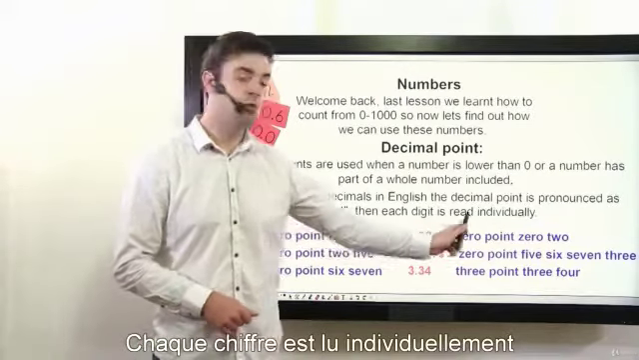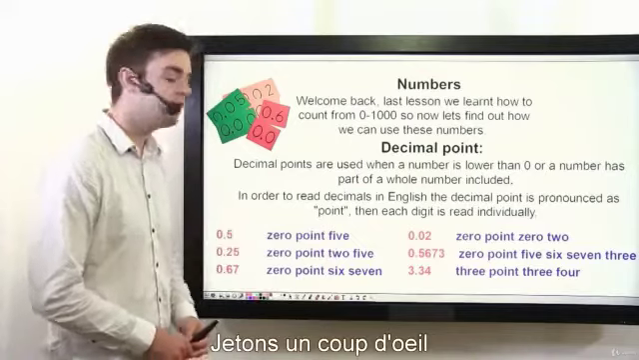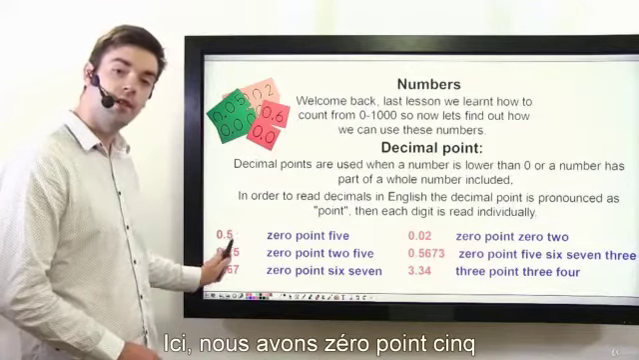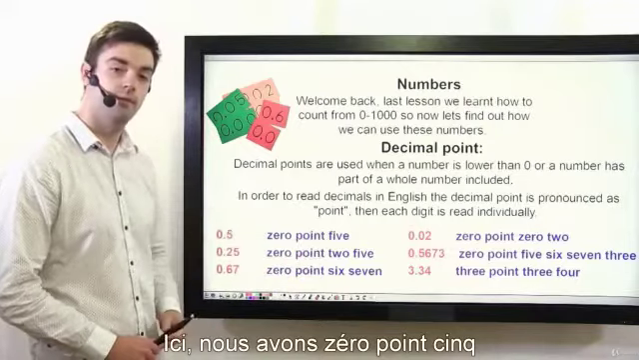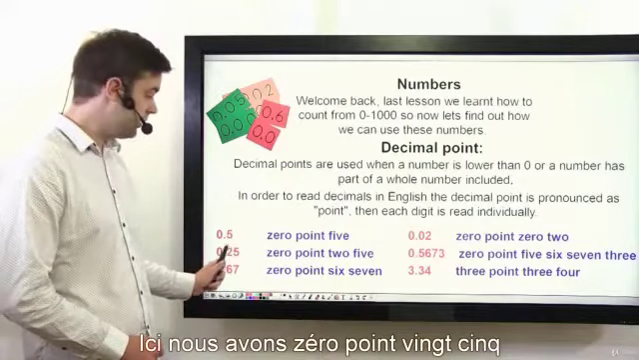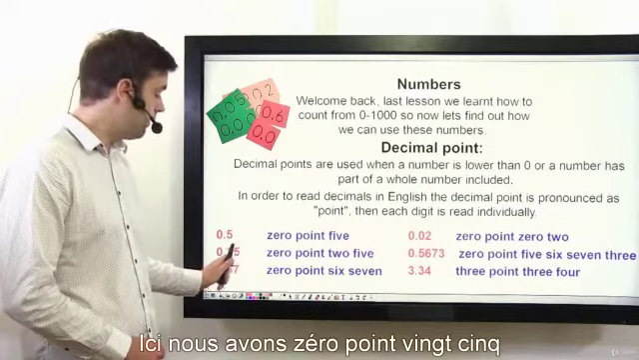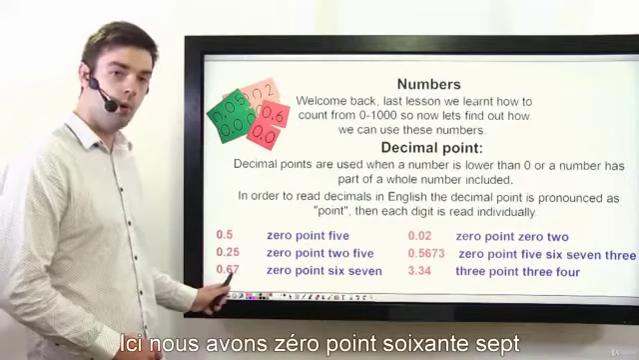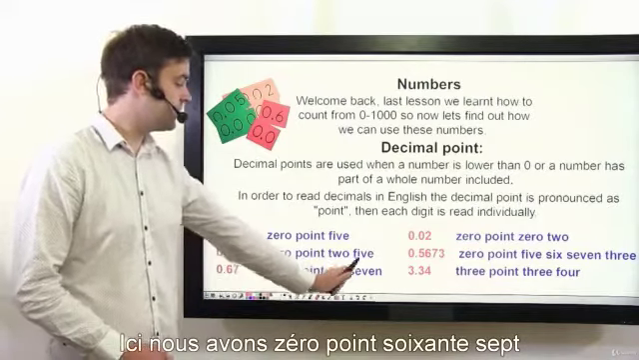Then each digit is read individually. Point. Let's have a look. Here we have 0.5. Here we have 0.25. Here we have 0.67.